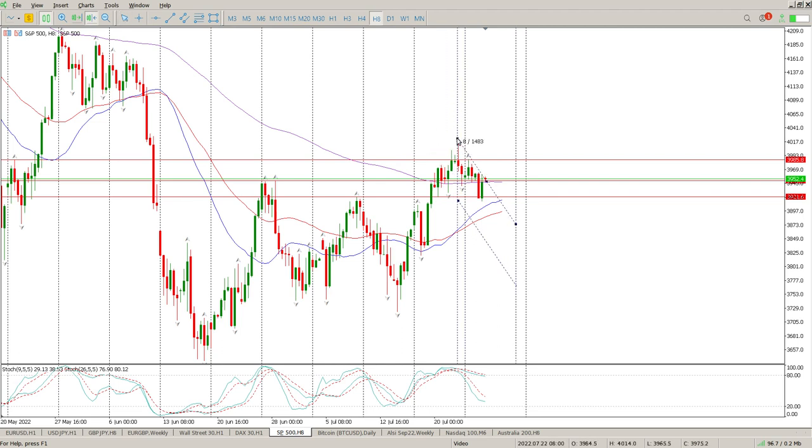Sorry, a bit trigger happy there. I will line it up now for us. There we go. So this is the move up. This is the flag, looking for another move to the upside.